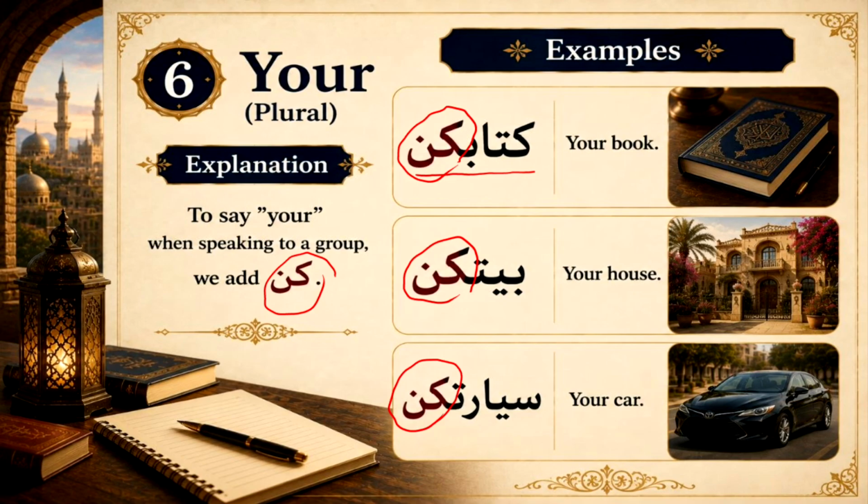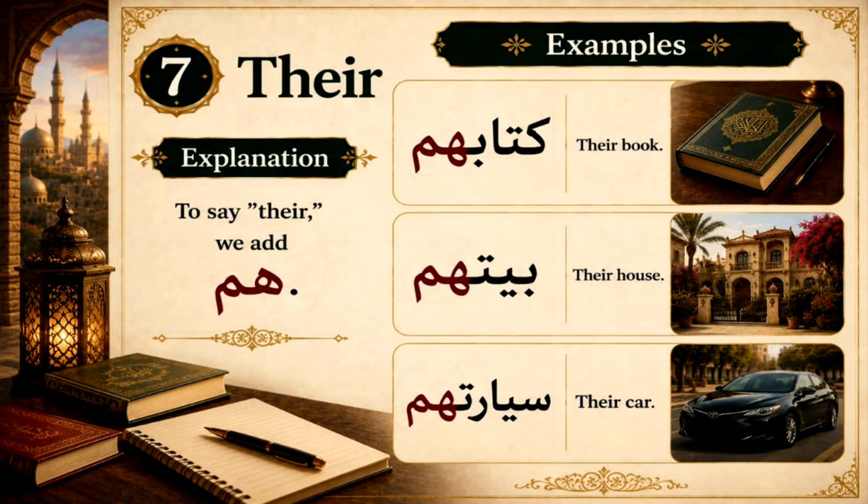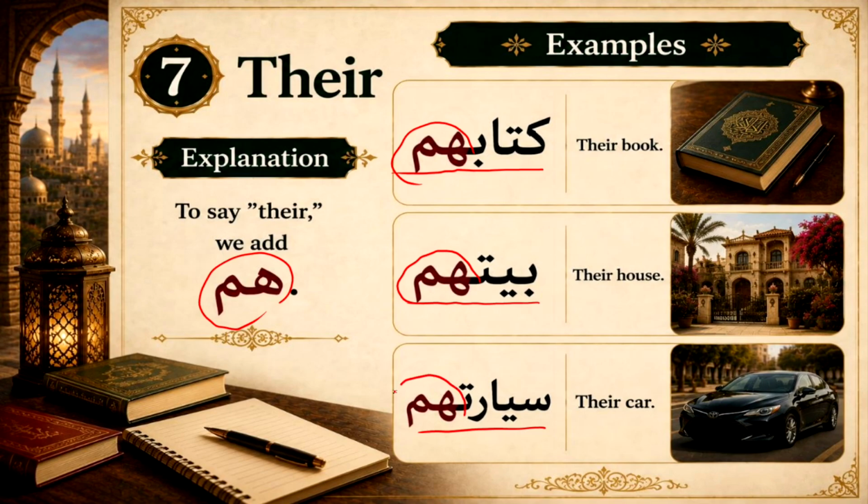And finally, let's learn how to say their. To say their, we add ha wa mim, hum. كتابهم. بيتهم. سيارتهم. The ending هم tells us their.